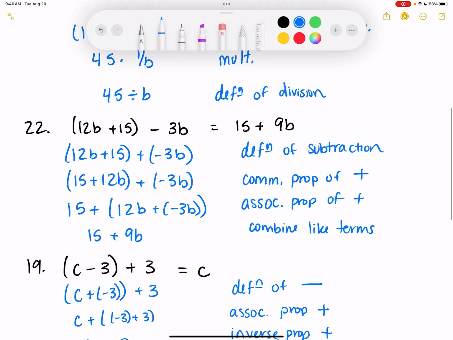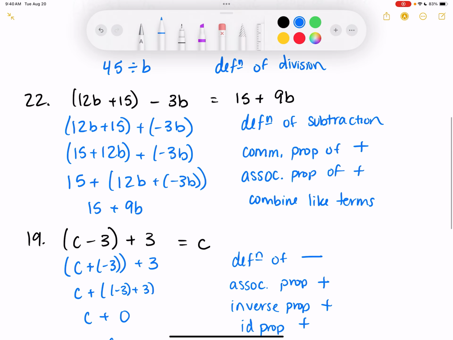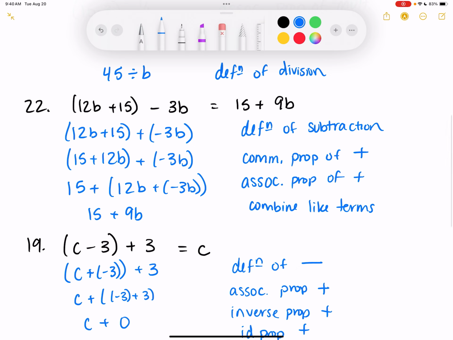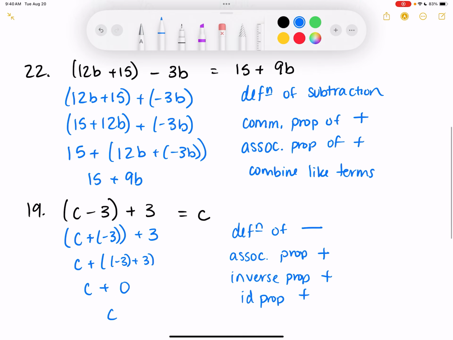And then, combine like terms, and that gives you. So that's not technically the reason, but shoot. Dang it, Ryan. It's inverse property. Inverse property of addition. Yep. And then what? Identity of addition. Yep, to give you c.